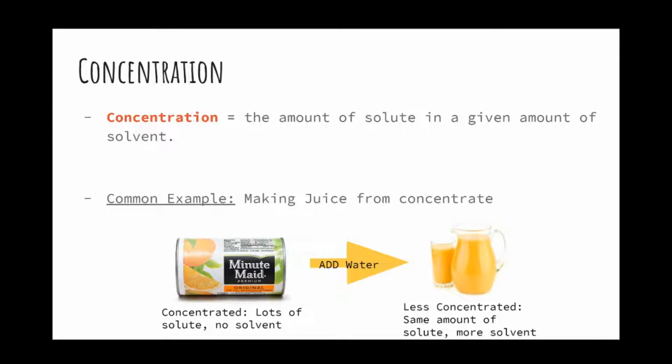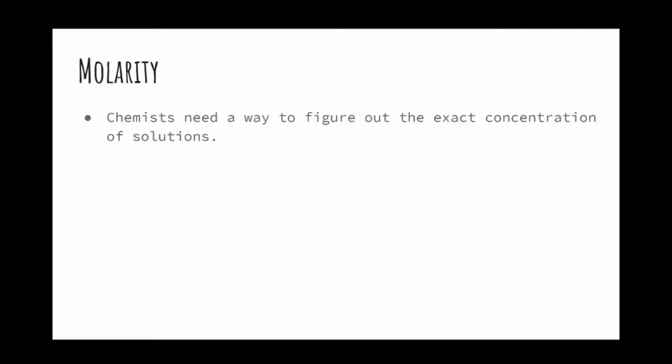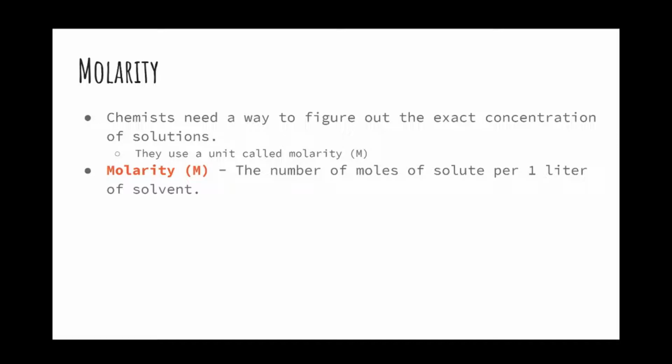Now, the idea of using the terms concentrated and less concentrated is fine when we're talking about everyday examples, but as a chemist or as a scientist, we want to be able to say exactly how concentrated it is. We need an exact value, because we want any results that we have to be repeatable by other people. That exact value is called molarity. And molarity, which has a unit of a capital M, is defined as the number of moles of solute per 1 liter of solvent.